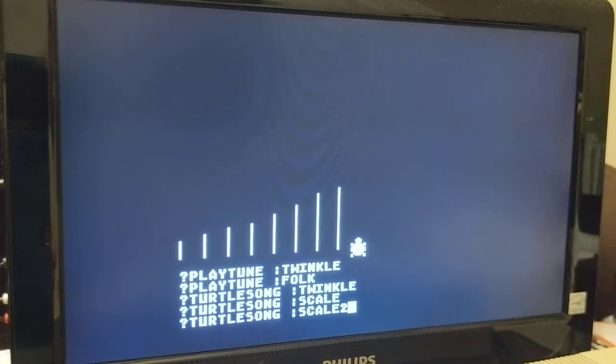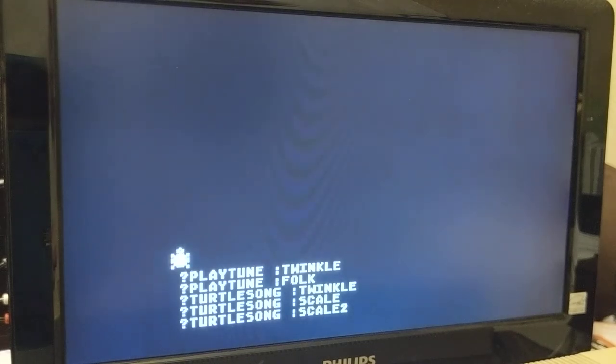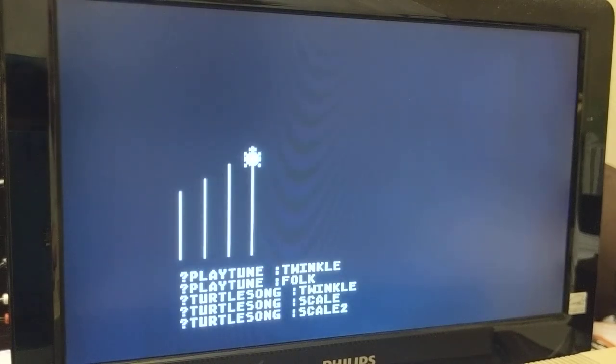Now you can see when I change frequencies, the turtle is actually trying to draw the frequencies of the sounds. So if I move this scale, same C scale, up an octave, you can see that the frequencies are higher now.